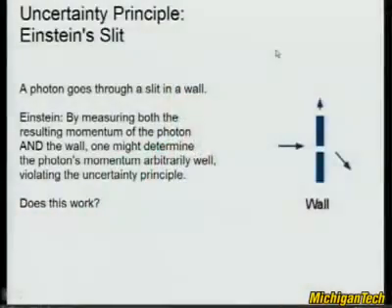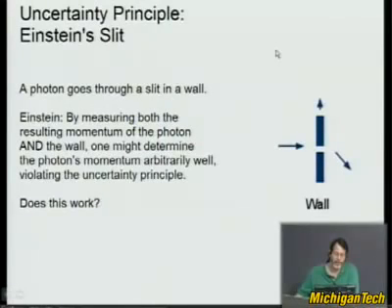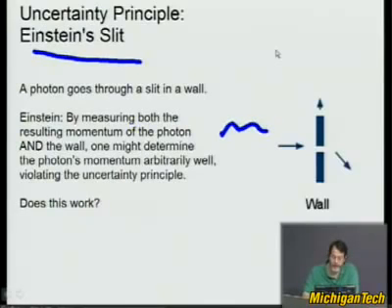Okay, so Albert Einstein wasn't happy with quantum mechanics in general and the uncertainty principle, and so he would continually, for a while, try to come up with ways of getting around it. So one of his earliest ways was what's sometimes called Einstein's slit. So Einstein figured, okay, I'm going to try to predict, here's a photon going toward a slit in a wall. So here's a slit in a wall.